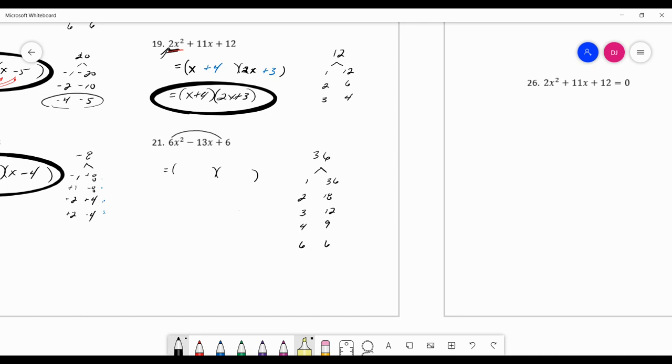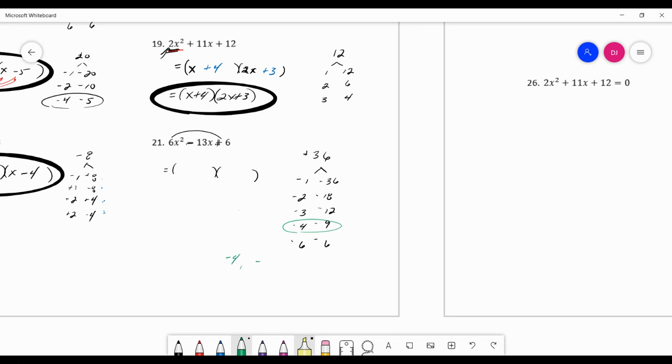And like we said before, since I want a positive 36, but the numbers need to add up to a negative 13, these would all be negative, right? Which is the combination, this one. Now I can't write negative 4, negative 9 like I did before, and the reason I can't is because this leading coefficient here is not 1.